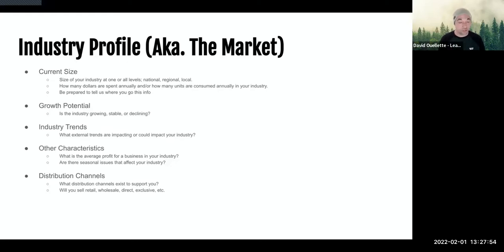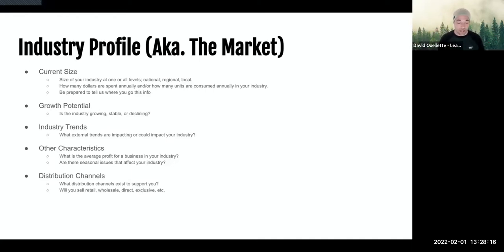For growth potential, we're just asking, is your industry growing? Is it stable? Is it declining? Are there any trends happening in the industry? So these are external factors that could impact your business. There are things happening in the government that could be impacting. Is COVID causing issues or supply chain issues? What industry trends or greater trends can impact your business?